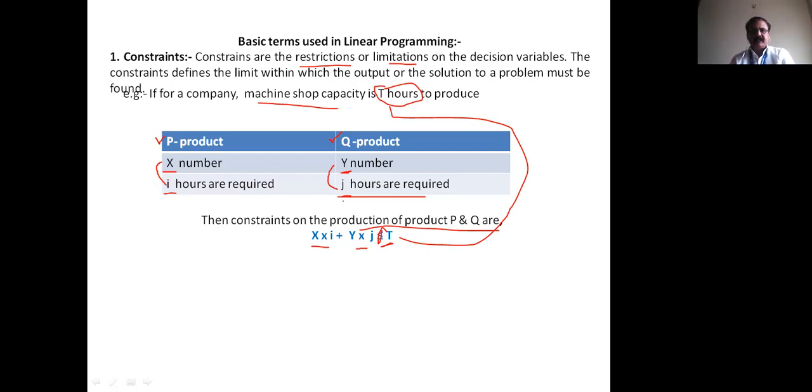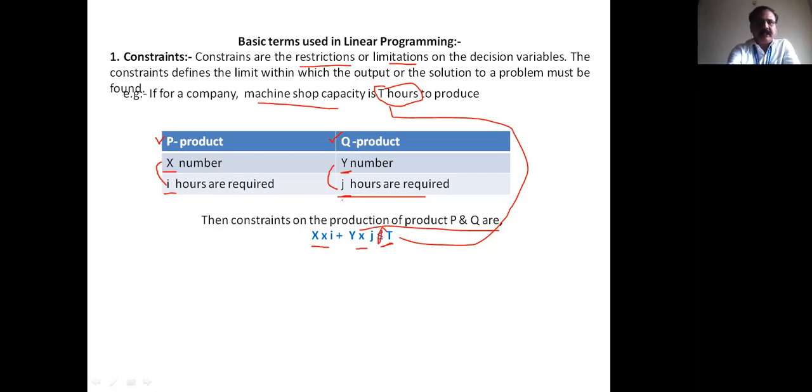This is the constraint. By considering all these constraints, limitations, or restrictions, you have to produce the P product and Q product with X number and Y number respectively. This is all about the constraint, how the constraint equation is to be formulated. Within this constraint, you have to find the optimum solution for the given company.